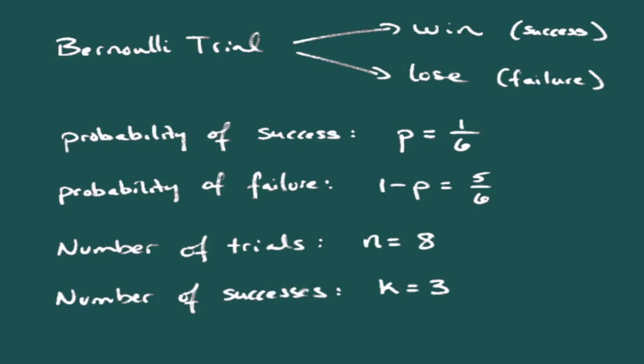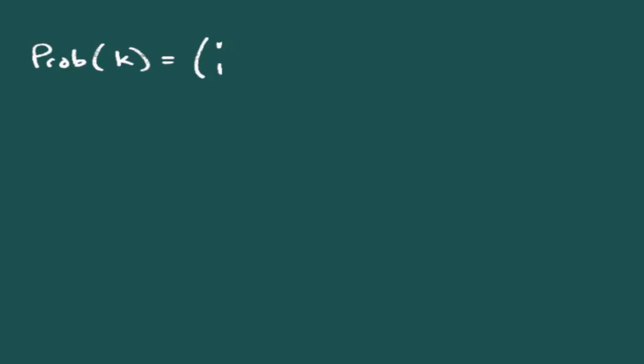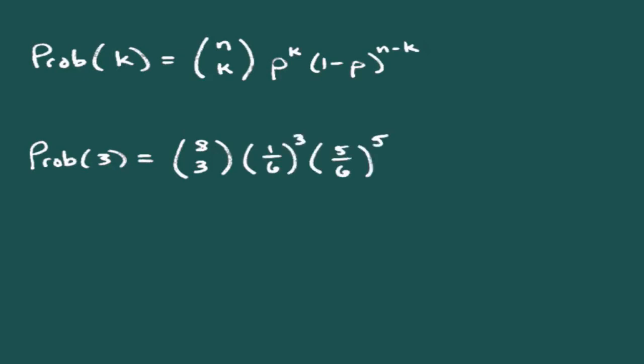So if we look at our formula for the binomial probability, that's n choose k times p to the k times 1 minus p to the n minus k, then the probability of 3 is going to be 8 choose 3 times 1/6 to the third power times 5/6 raised to the fifth power. We want 3 successes, and so 3 successes means we have 5 failures.